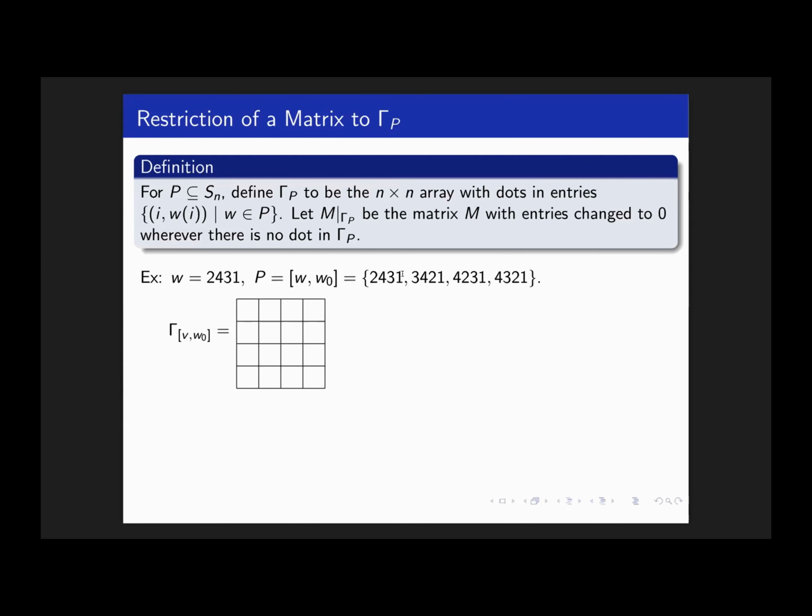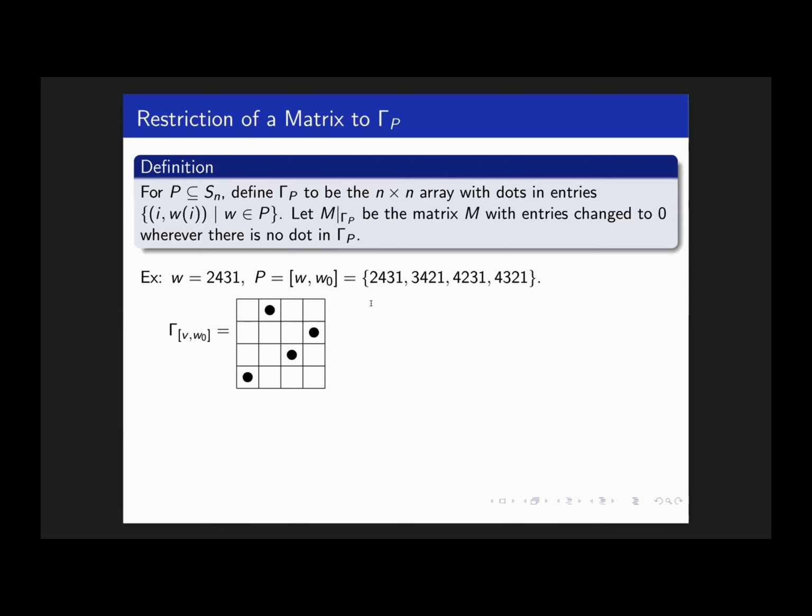So let's just look at the first one. Since we have a 2 in the first place, we're going to put a dot in the second column of the first row here. Now we have a 4 in the next place, so that's going to give us a dot in the 4th column of this next row. And then we have a 3, so we'll get a dot in the 3rd column of the row after that, and then the 1. So that's what we get. That's our contribution from this first permutation.